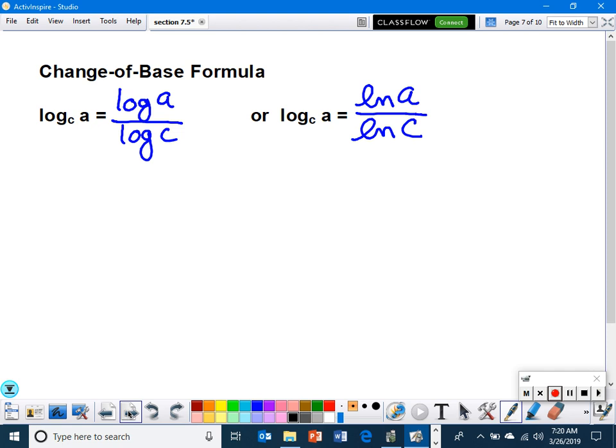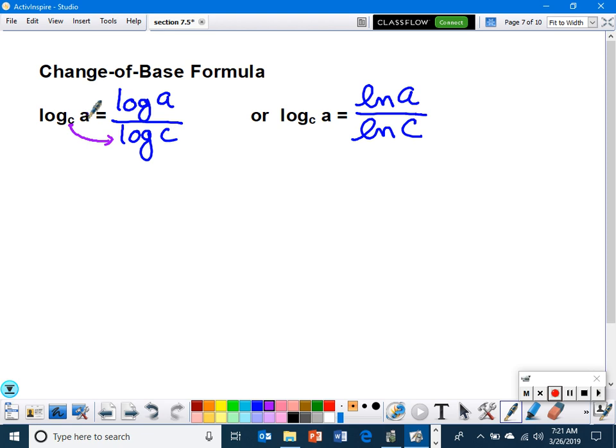All right, change of base formula. Okay, this is very, very useful. This is where we're going to use our calculator. So what we're going to do is figure out, using the change of base formula, what a certain log of something equals. So you'll notice, ladies and gentlemen, that in this situation, the base gets rewritten to the denominator as just log C.